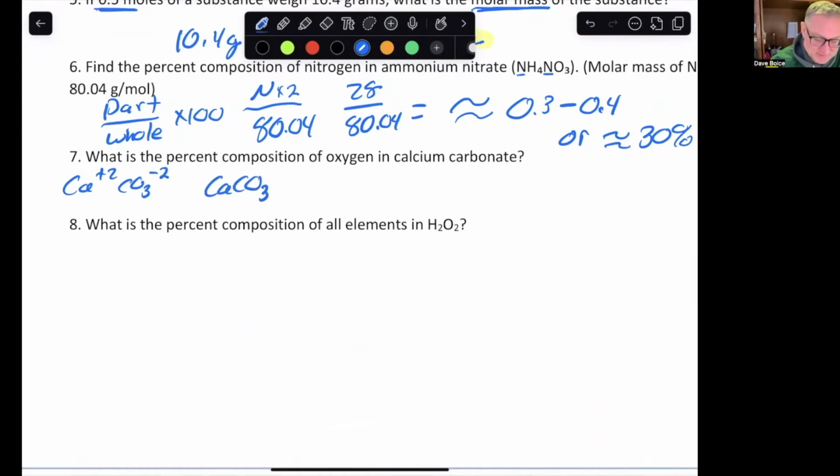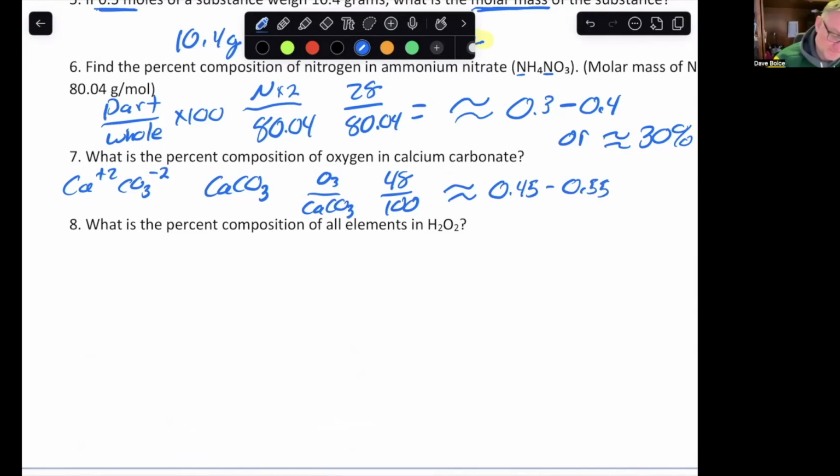Okay, and I want percent composition of oxygen. So that means I've got O3 divided by CaCO3, and 3 oxygens, 16 apiece. That's going to be about 48 divided by 100. And so that's going to be close to in the area of 0.45 to 0.55. So somewhere around 50%.